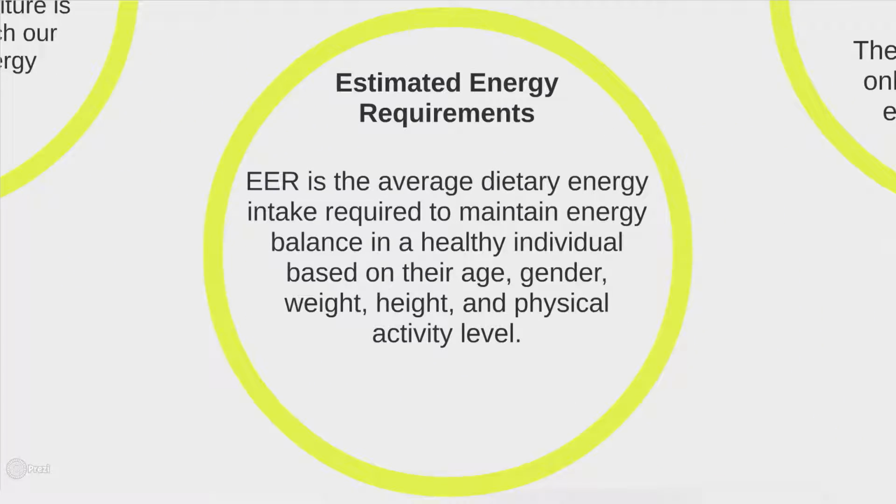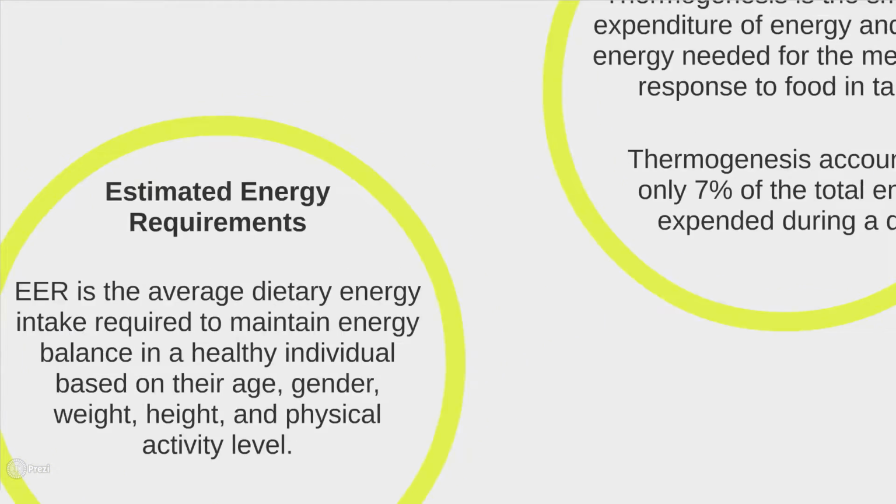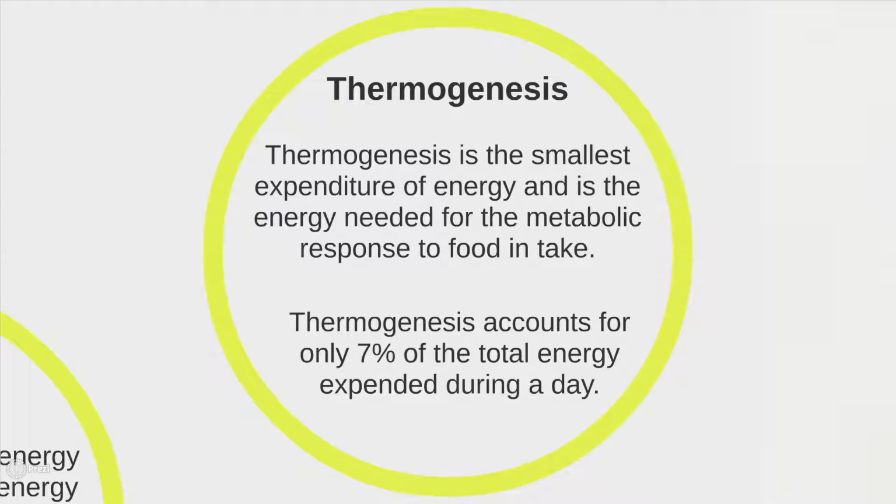Estimated energy requirements, or EER, is the average dietary energy intake required to maintain energy balance in a healthy individual based on their age, gender, weight, height, and physical activity level. Thermogenesis is the smallest expenditure of energy and is the energy needed for the metabolic response to food intake.